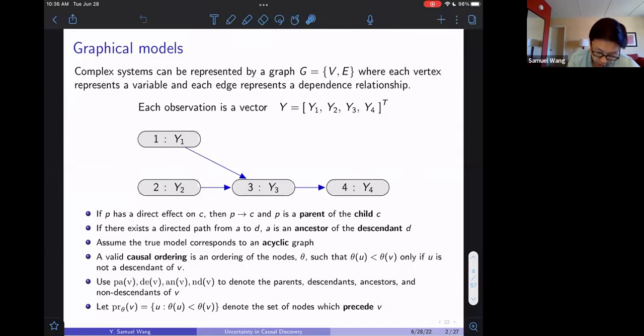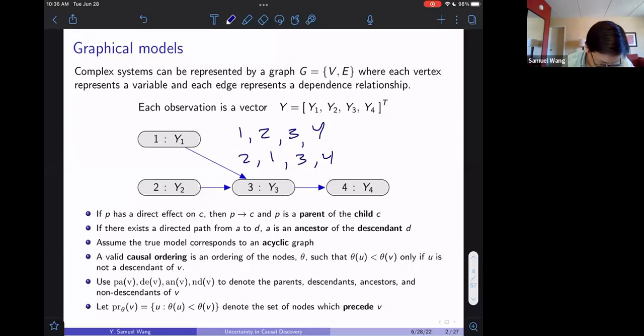So in this case, a valid causal ordering would be 1, 2, 3, 4. But we also have another valid causal ordering, which would be 2, 1, 3, 4. So you can basically think of this as just an ordering where nodes which appear at the front are kind of causes in some sense, and then causality flows downstream towards nodes at the end.